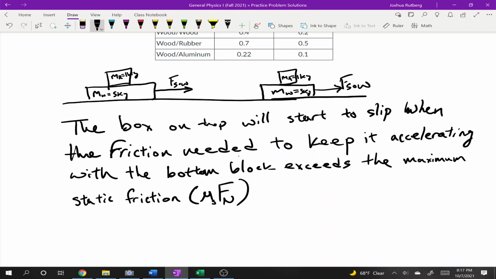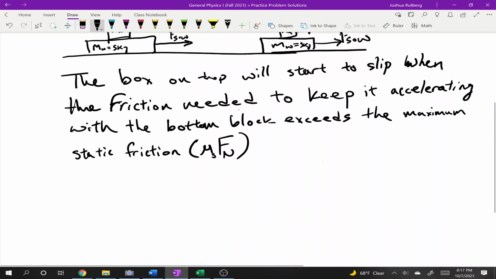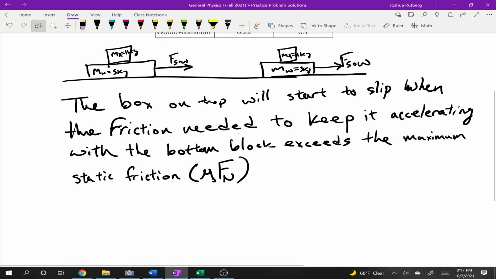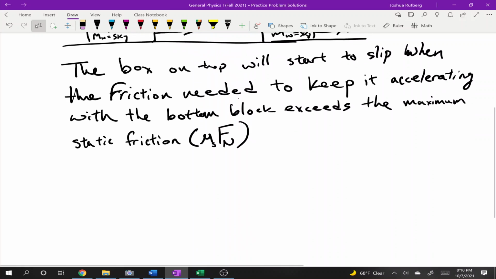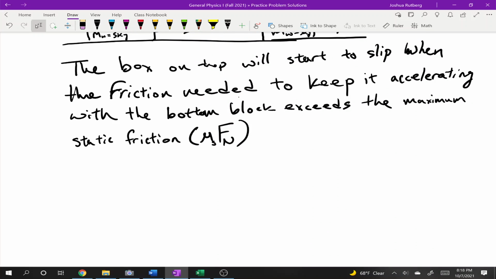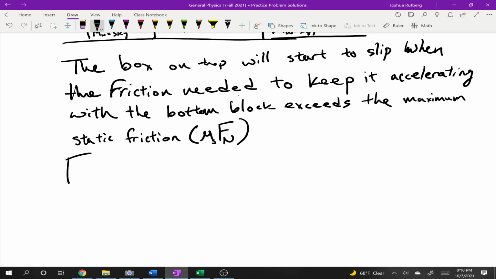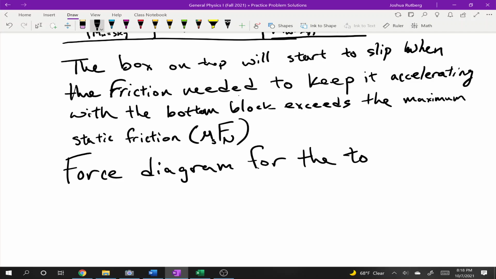So let's draw the force diagram for that moment. And let's draw it for the top block, because that's the one that's going to accelerate. We would need to know what acceleration this maximum force of friction can give that block. So here's the force diagram for the top block.